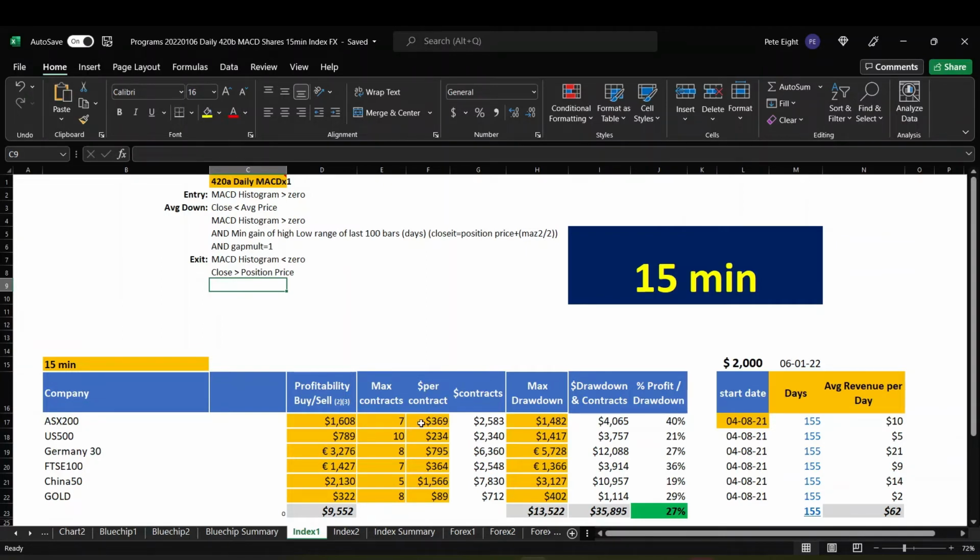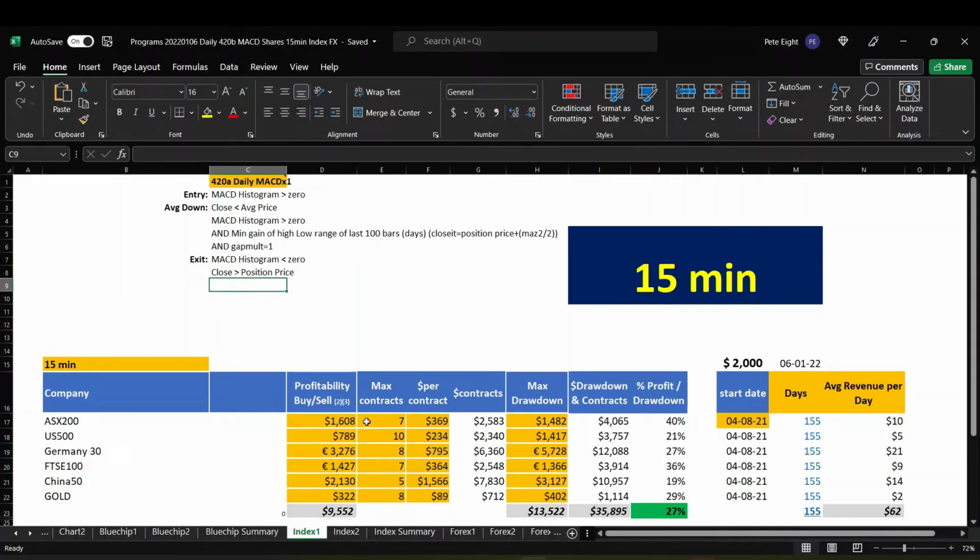per contract, what margin is required when you're trading CFDs. So if you bought with the max during the chart, you bought 7 ASX 200 contracts, you would have needed 7 times 369, which is 2583. The maximum drawdown accumulated during that period was 1482. So the maximum amount when it impacted your account would have been 4065. The profit over drawdown was 40%, and had you traded that for the ASX 200, you would have generated about $10 a day trading each of those.